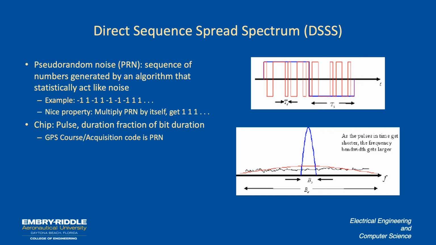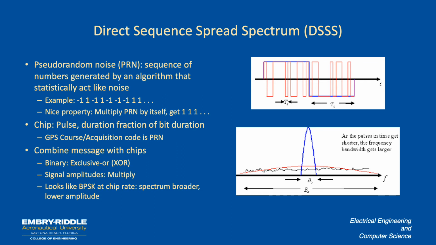And this is what's used to generate the C/A, the coarse acquisition code. It's called a pseudo-random number sequence. And this C/A code is going to be a PRN, a pseudo-random noise sequence. We want to see how we can generate that in the next slide. But we're going to combine it with the message. If we're talking binary, 1s and 0s, we're going to use an exclusive OR operation. If we've already got our message as 1 and minus 1, then our chips are going to be 1 and minus 1, and we can do the multiplication.